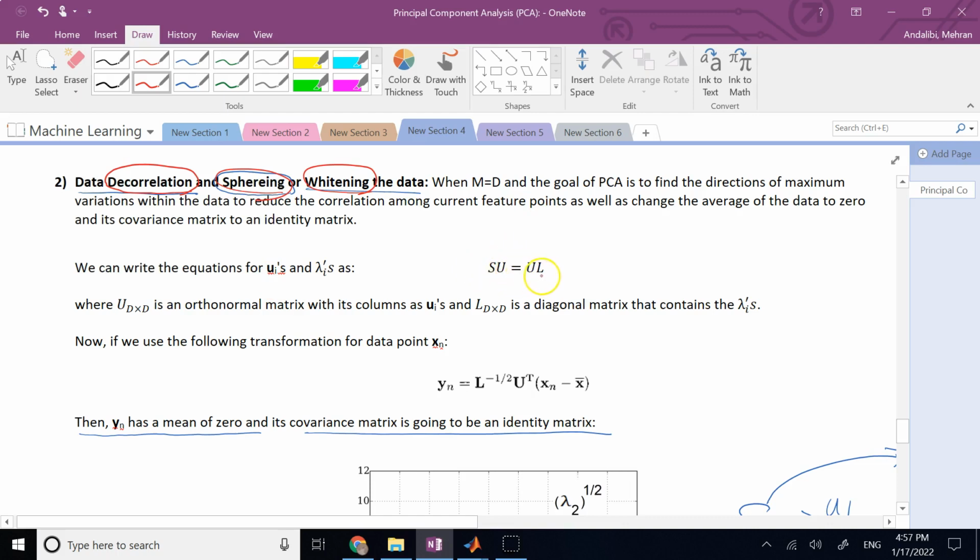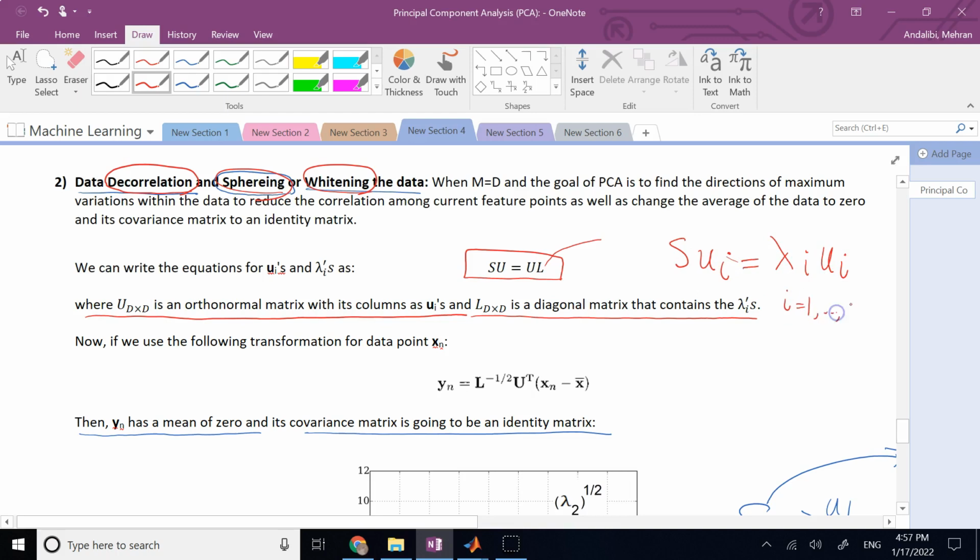Okay, the equation you have this time is the same as last time. S times U equals U times L. S is the same covariance matrix of the original data. L is a diagonal matrix containing the eigenvalues of the matrix S, and U is an orthonormal matrix containing the eigenvectors of the matrix S, right? So instead of writing it as S u_i equals lambda_i u_i, if you write it for all of the i's and then combine, if you combine all of these equations into one giant matrix format, this is the result, this guy.